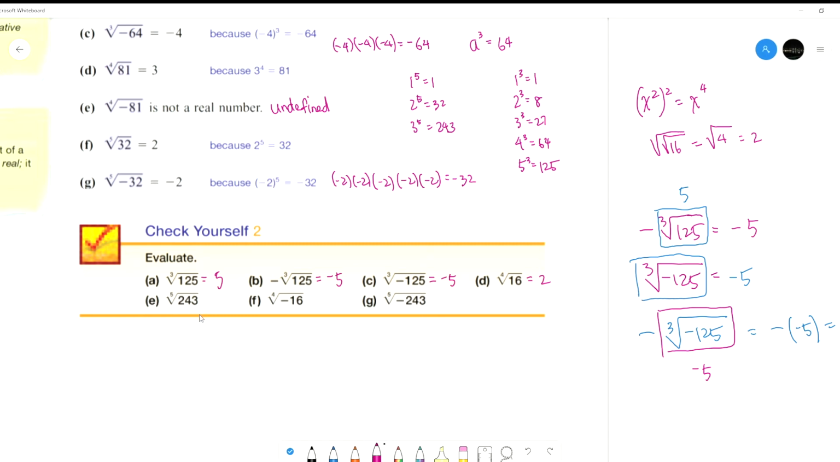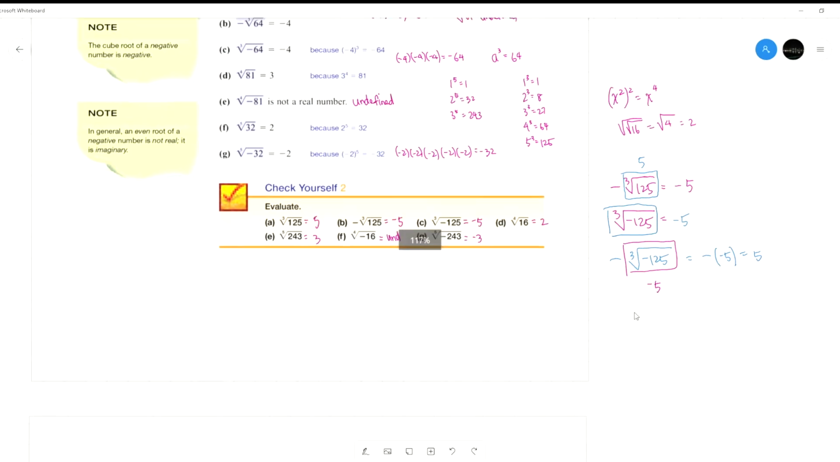And the fifth root of 243 is 3, right? Because 3 to the fifth power equals 243. Now what about part F? Anytime the radicand is negative, I look at the root. If the root is odd, then I'm good to go. But if the root is even, that means this is undefined. So "undefined" is good for that. And part G, this is a negative radicand, but the root is odd. That means I'm good to go, right? So this is equal to -3.